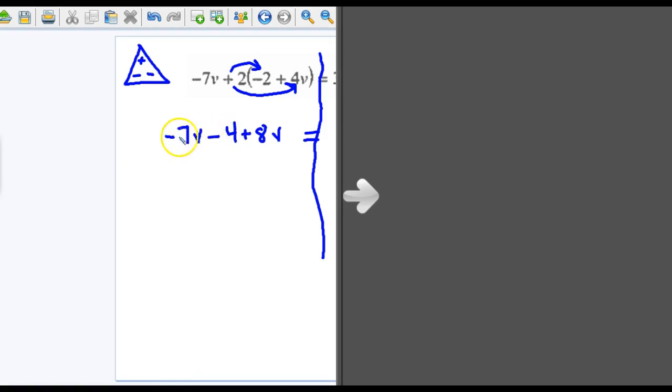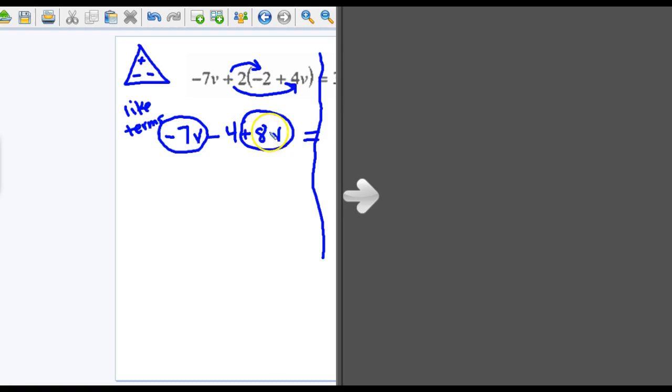Okay, so I have a negative 7v and a positive 8v. And these guys are like terms. Remember like terms? We just did like terms. We're going to do more like terms. I have a negative 7v, and I'm circling that with that minus sign because that tells me what the value is. Then I'm going to circle this positive 8v. Not going to circle this because it doesn't have a v attached to it, so it's not like these terms. It's not a twin.